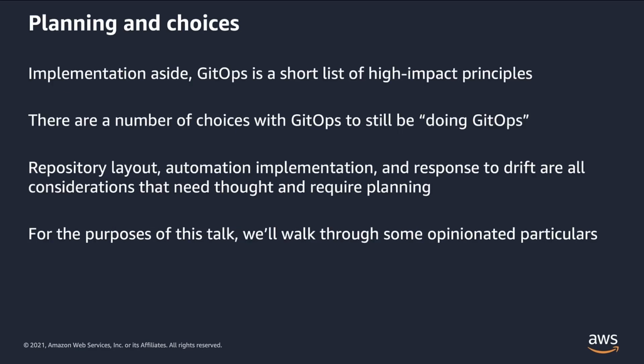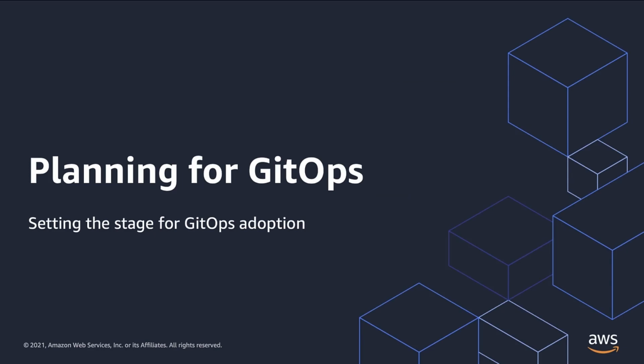That brings you to planning, and choices around this stuff. Like I said, GitOps is really a short list of high impact principles. There's a lot of things to still decide, from repository layout to how you're going to respond to drift. And there's a lot of things that are left for you to decide as a team. So for the purposes of this talk, we're going to walk through some of those questions with opinionated particulars in mind. Again, using Git, Kubernetes, and Flux. But just keep in mind that a lot of these are implementation choices.